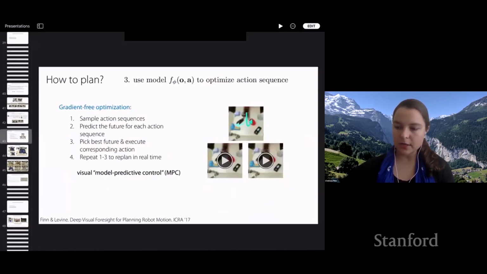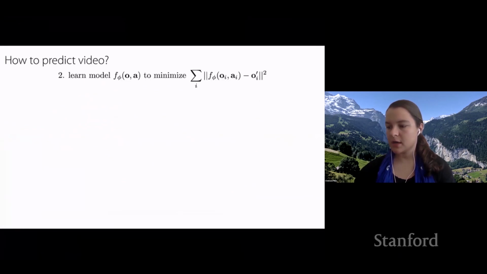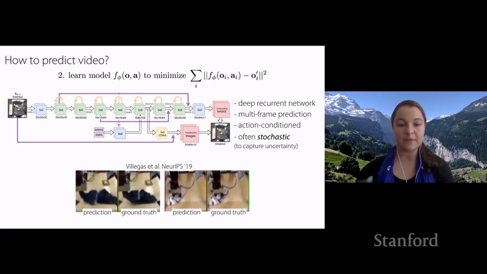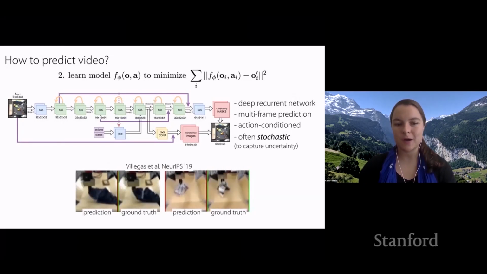So for the model training, a lot of the models that I showed were actually deterministic and optimized with regard to an L2 loss. But a lot of the more recent models that are very accurate don't use L2 loss directly. This model, for example, uses latent variables, like a VAE style model, to capture its uncertainty in what will happen in the future.